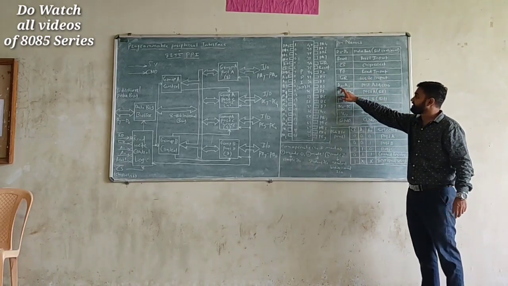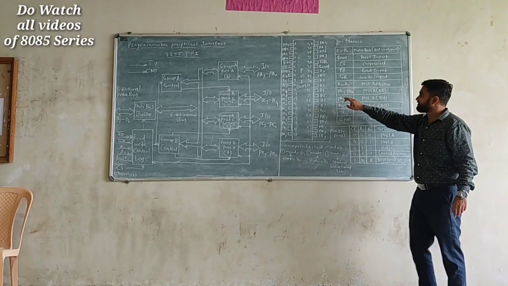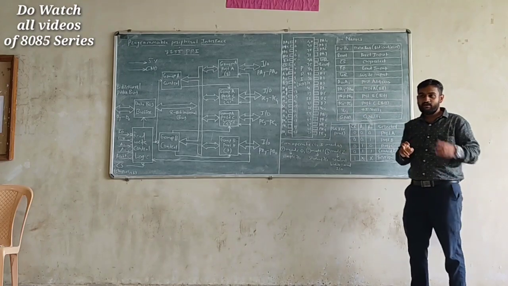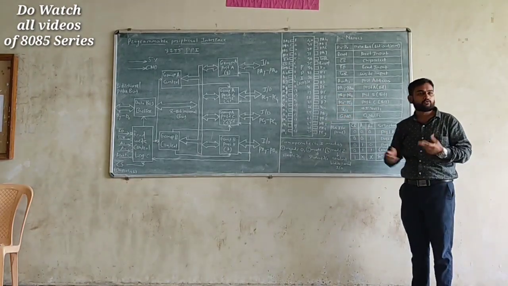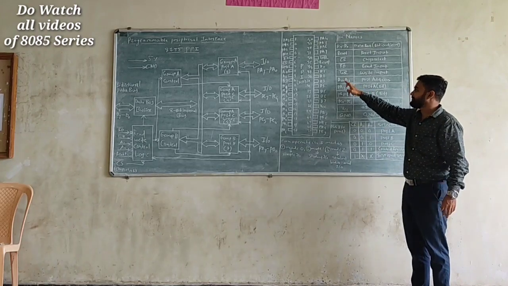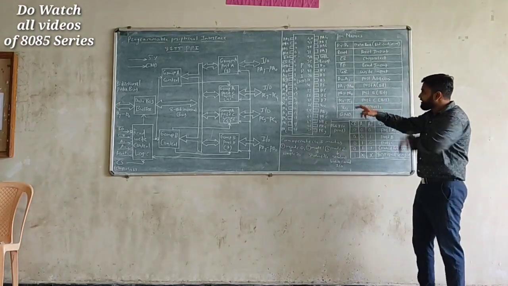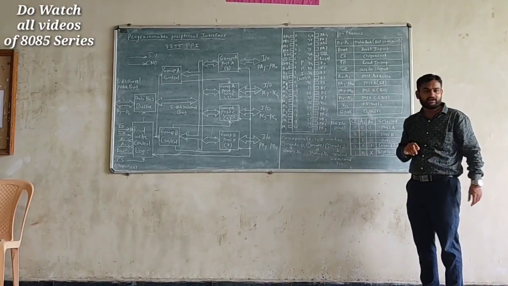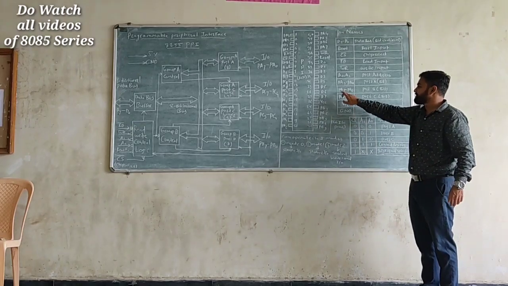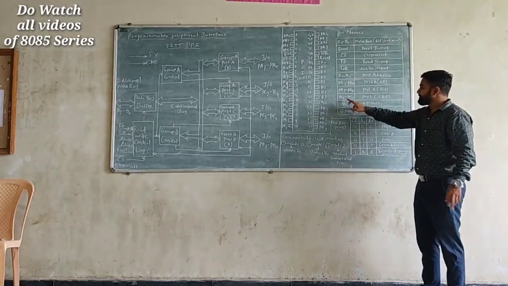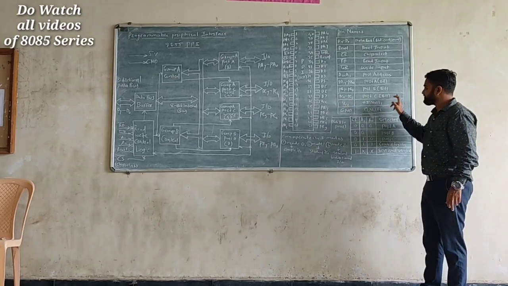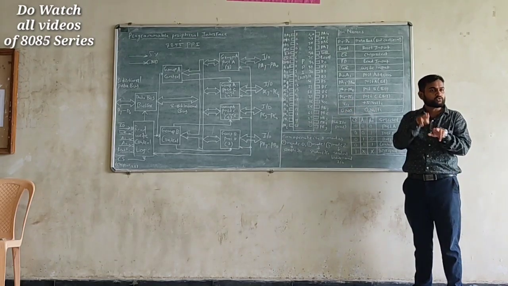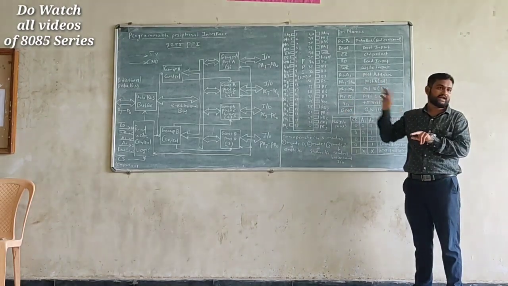Then we have A0 and A1 for port address. Whenever you want to select any port, you have to provide the address, and that is ultimately decided by A0 and A1. Then we have PA0 to PA7, that is port A, 8-bit. Then we have PB0 to PB7, that is port B, 8-bit. Then PC0 to PC7, that is port C. Just remember that port C is further divided into two groups, group A and group B, upper and lower.